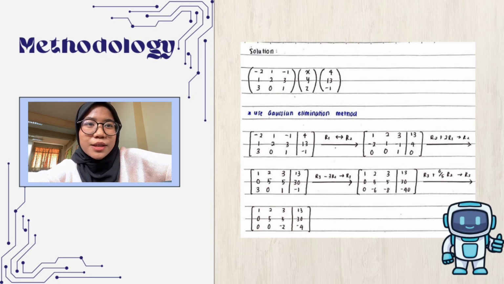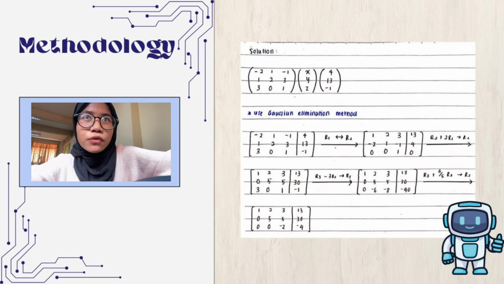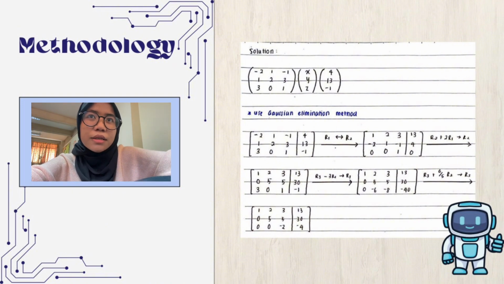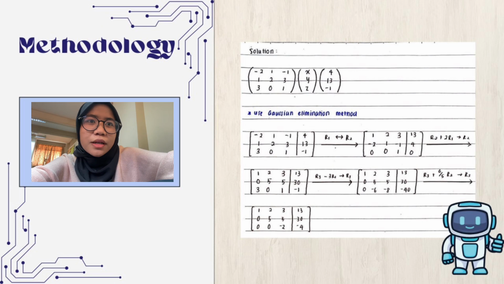So here they are. To solve this question, we will use the Gaussian elimination method. Firstly, we form the augmented matrix. We get negative 2, 1, negative 1, 4 for the first row; 1, 2, 3, 13 for the second row; and 3, 0, 1, negative 1 for the third row. After that, we will apply the row echelon form method to get an upper triangular form.